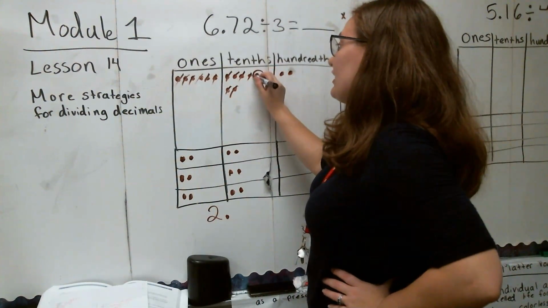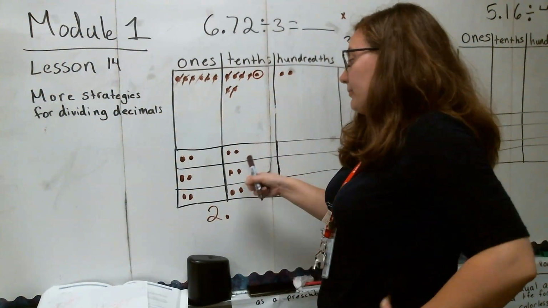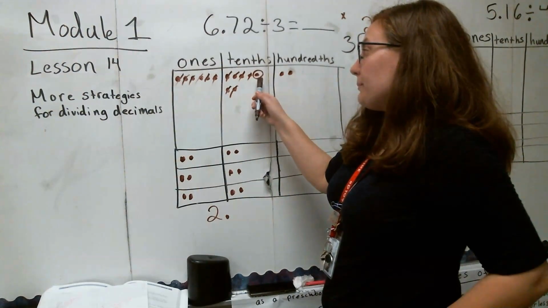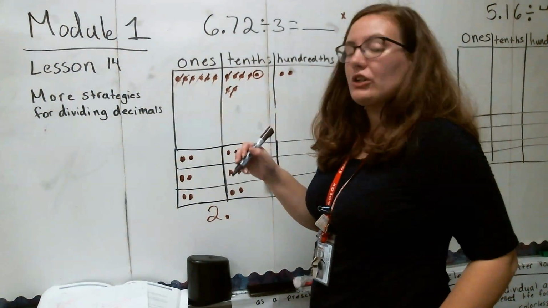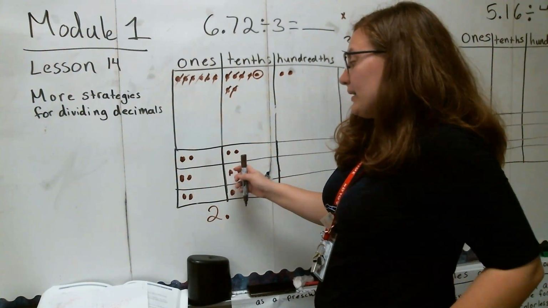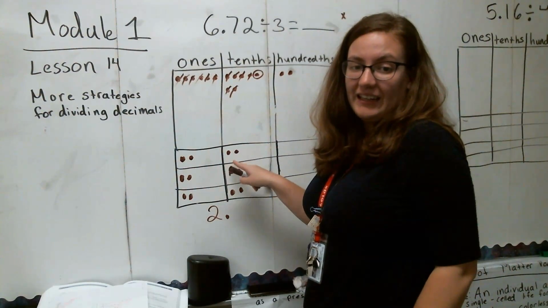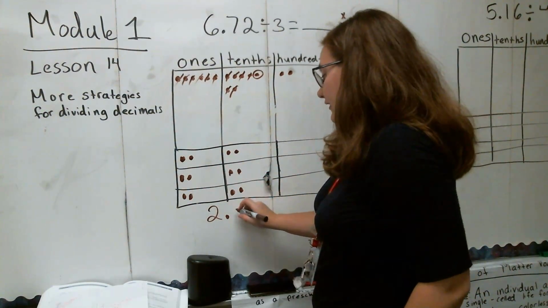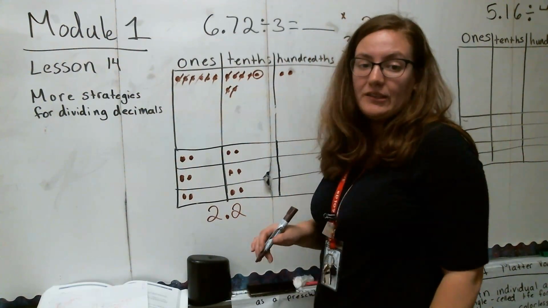I'm going to circle this dot to remind myself that I need to do something with this later. But right now, I don't want to put this dot in any of these boxes because that would make my groups uneven. I don't want uneven groups. So just like the last problem, I have 2 place value discs in each of my groups. So the answer for this place value is 2. So I'll put a number 2 right here as well.